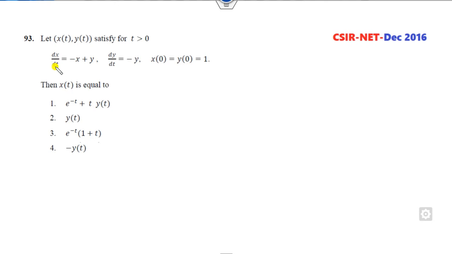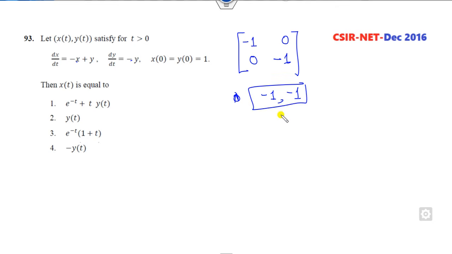Now again this is a system. So I can write it as a matrix, that is x dash, y dash, x, y. Now we can find the eigenvalues. Eigenvalues are minus 1 and minus 1. Then you can write the solution corresponding to this: the first is e raised to power minus t, and the second is t e raised to power minus t.